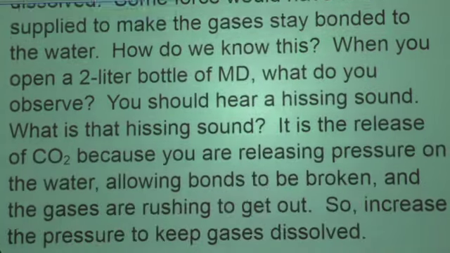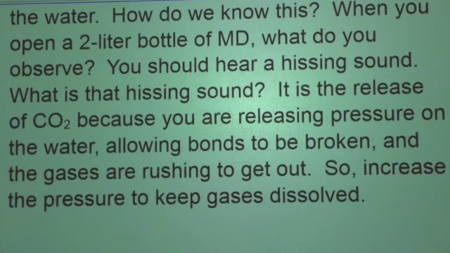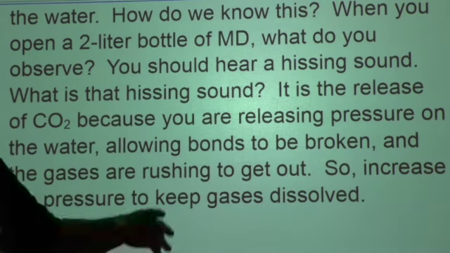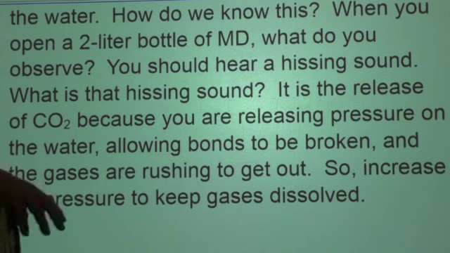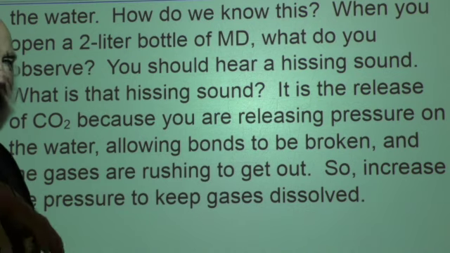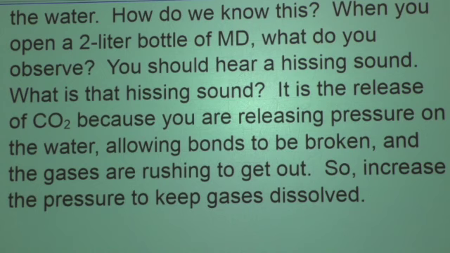So when you allow a release, the pressure decreases, and these things rush out. So keep the pressure on. That is why you always put the cap back on the bottle, so whatever gases are remaining in the Mountain Dew stay in the Mountain Dew.